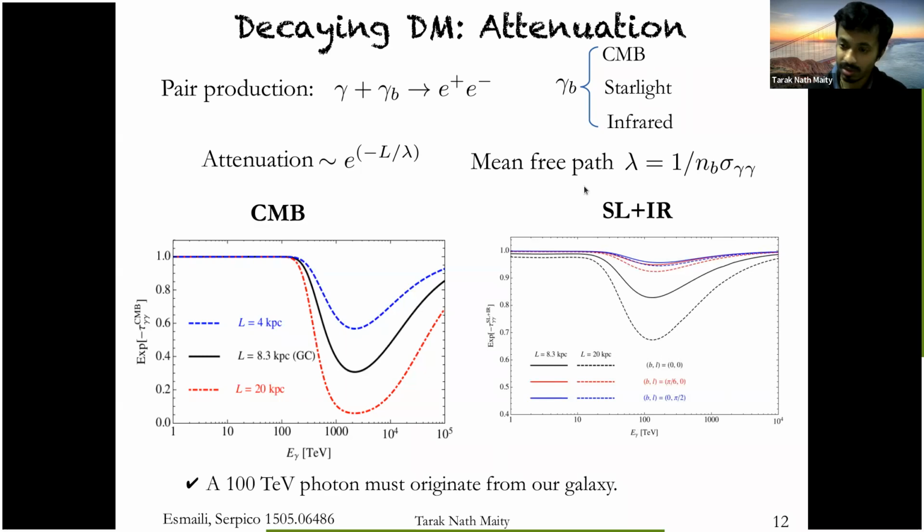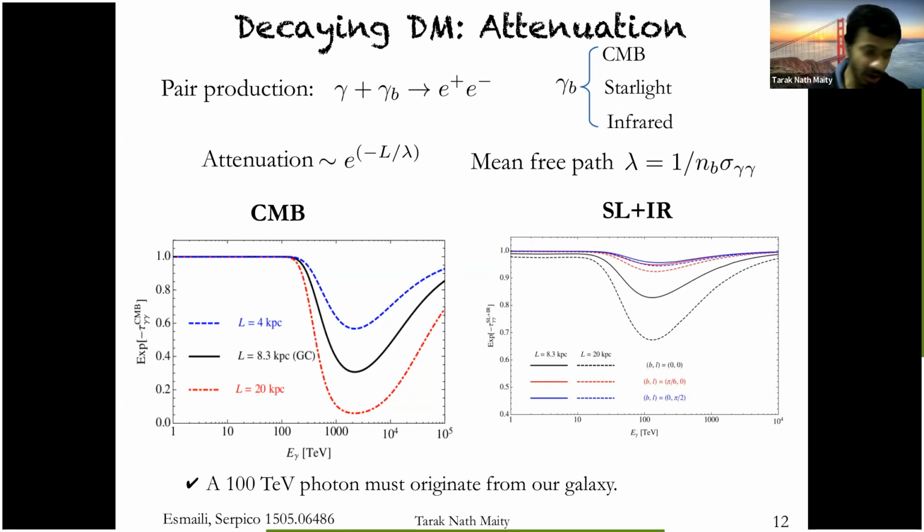In principle, one can do the same thing also for starlight and infrared. The region that Tibet is looking at is not really the galactic center, and starlight and infrared are quite dense near the galactic center. So in our numerical calculation, the attenuation due to starlight and infrared is not really important. That's why we have neglected that part and only included the CMB part.